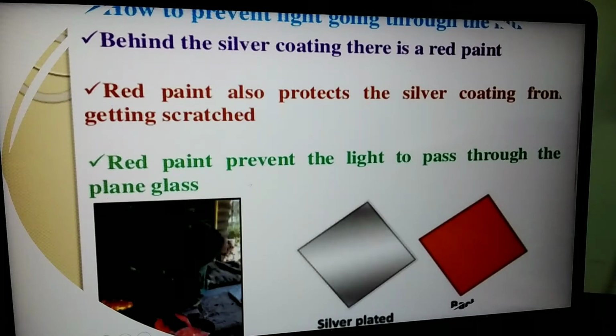How to prevent light going through the plain glass? Behind the silver coating, there is a red paint. Red paint also protects the silver coating from getting scratched. Red paint prevents the light from passing through the plain glass.